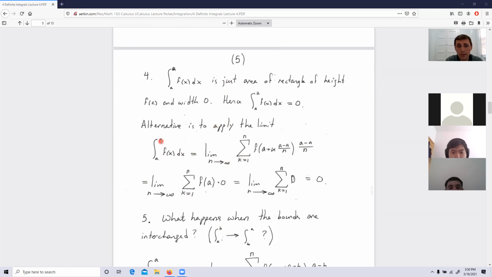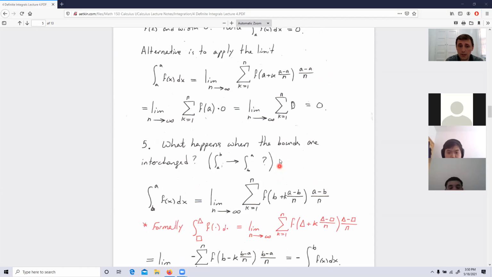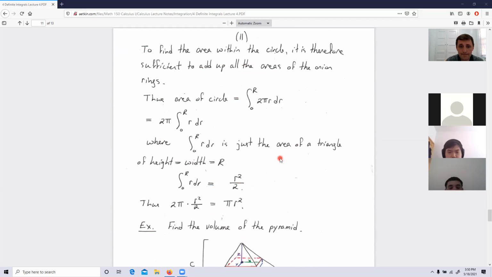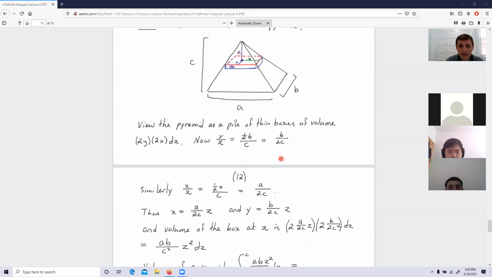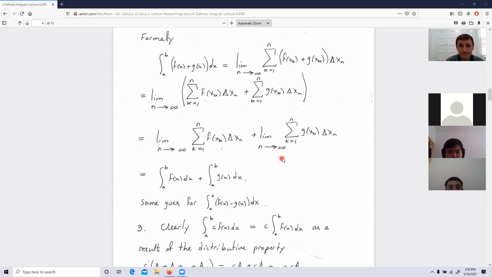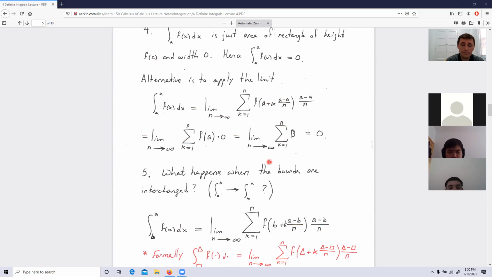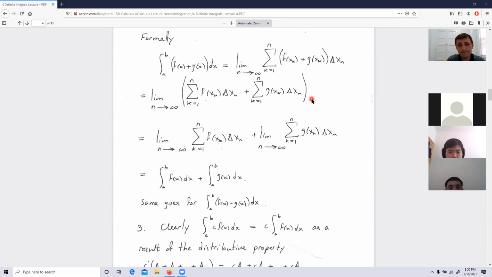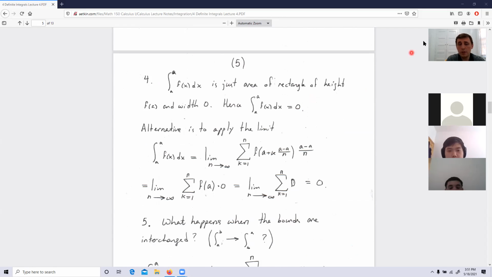Here is what happens if I apply Riemann sum. By definition, this number minus that number divided by n is my width of the rectangle. So I just add up f of a multiplied by zero lots of times, which means it's a summation of zero. And if I push to infinity, I will get zero. Any questions on the zero part?